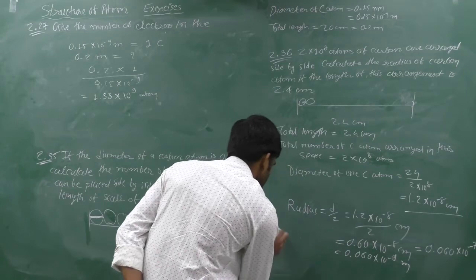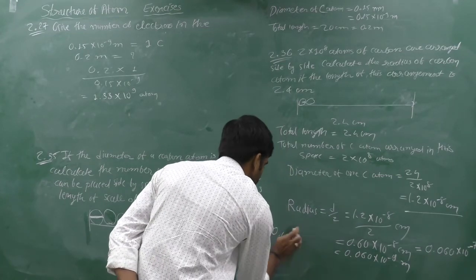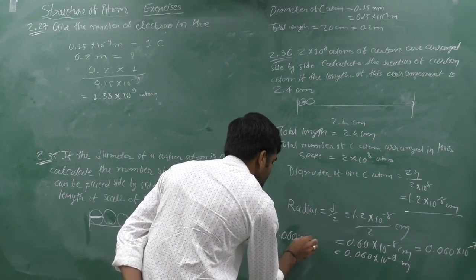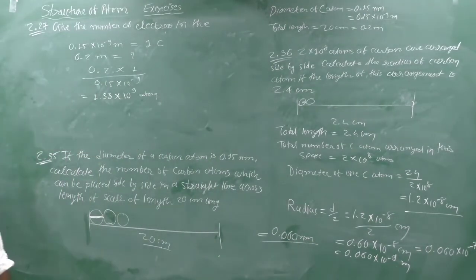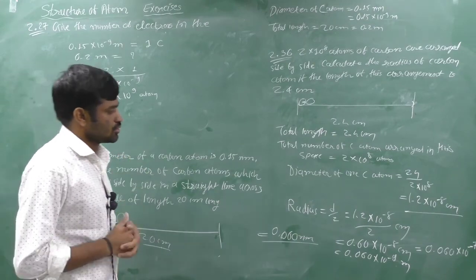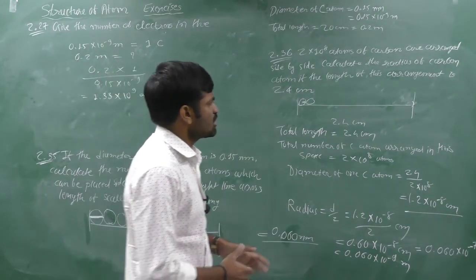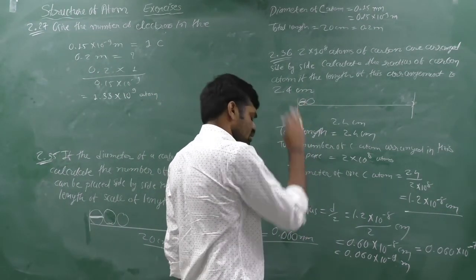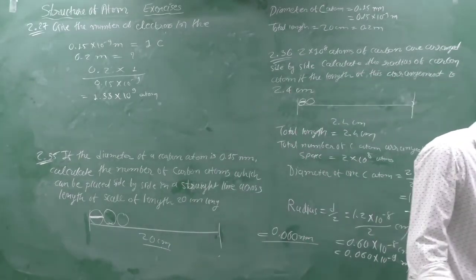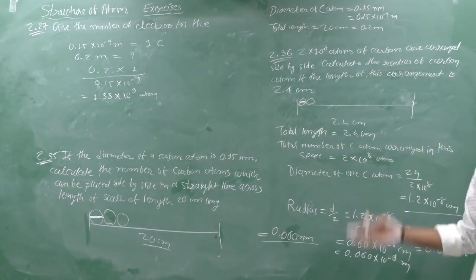Now it is known as 0.060 nanometer, because 10 raised to minus 9 is equal to nano. Clear? So it is the radius. Very simple. First we find the diameter, then we divide by 2 to get the radius. That is a very simple question.